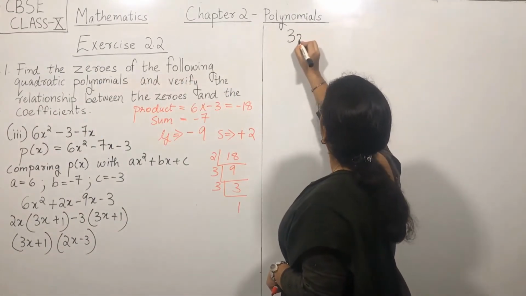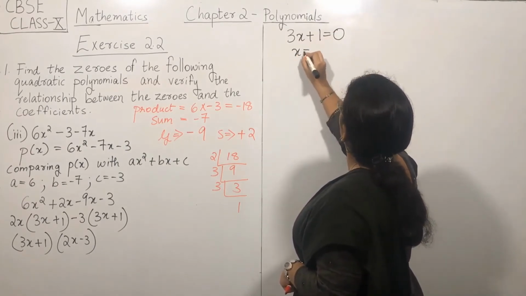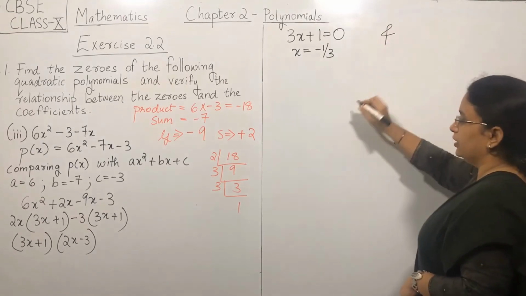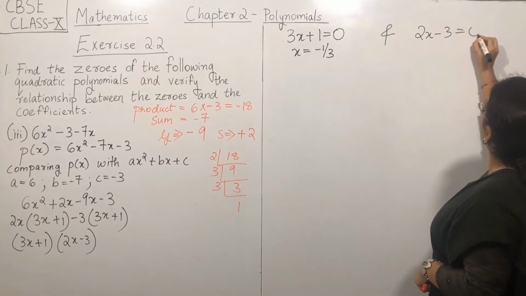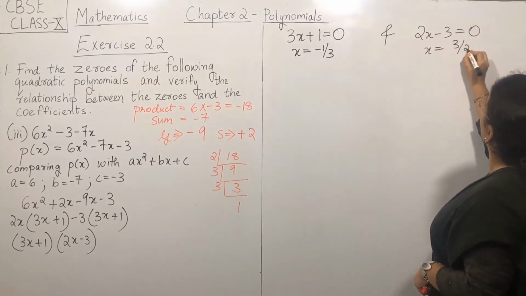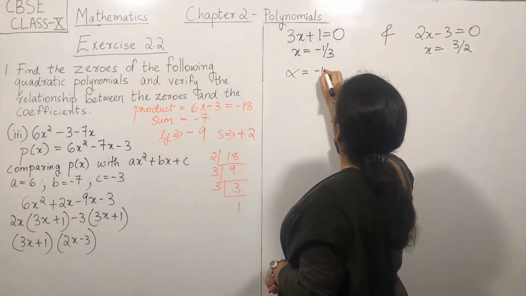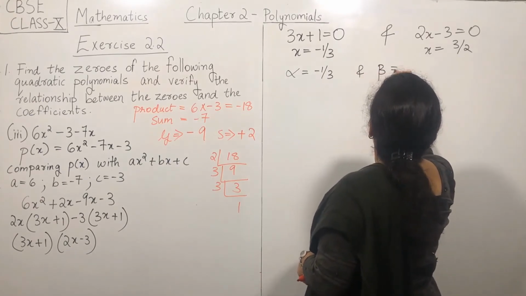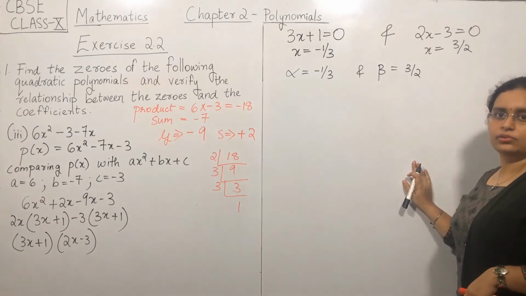3x plus 1 equals 0, x equals minus 1 by 3. And the other, 2x minus 3 equals 0, x equals 3 by 2. So we got alpha equal minus 1 by 3 and beta equal 3 by 2. So we found the zeros.